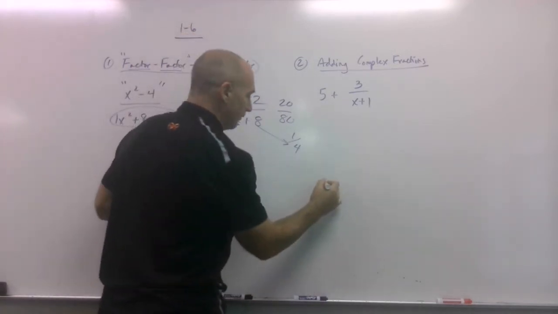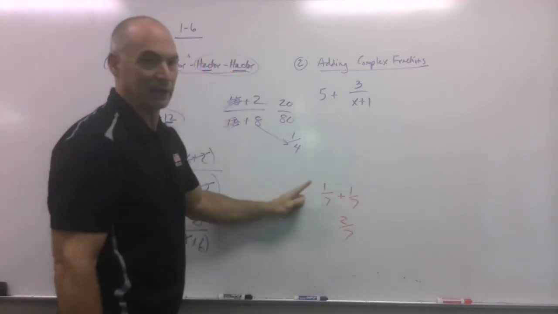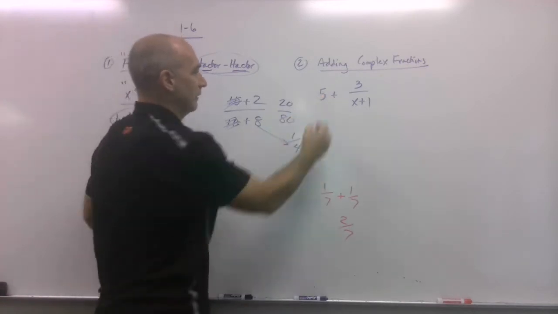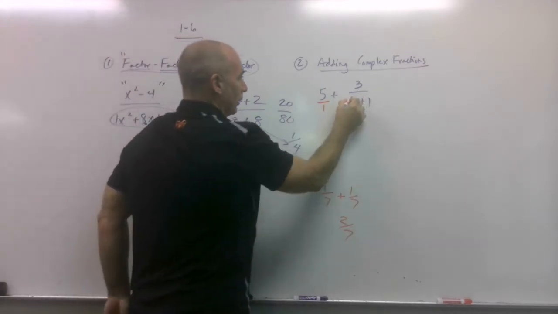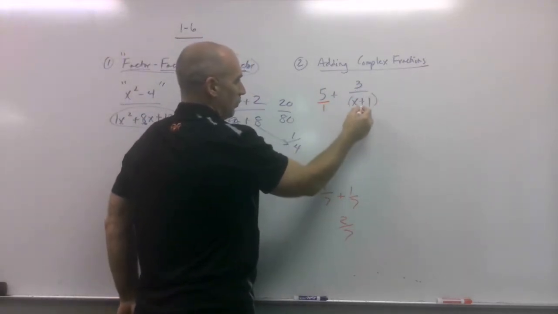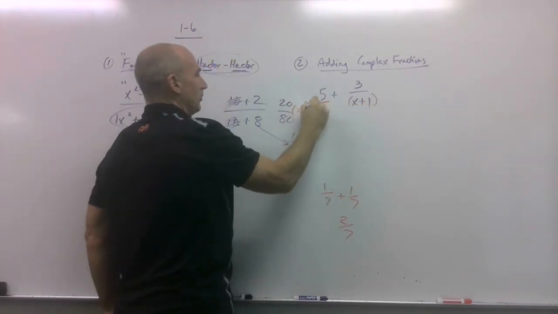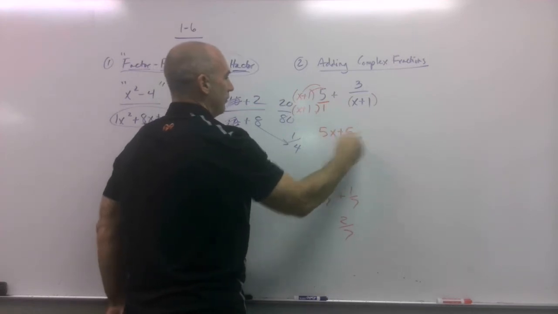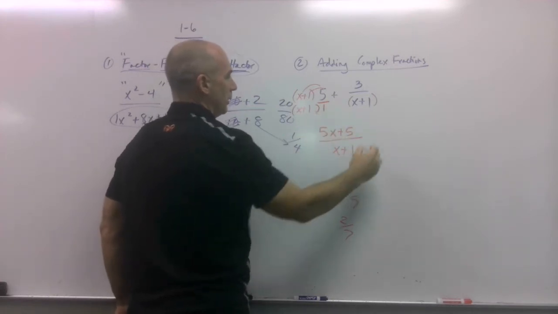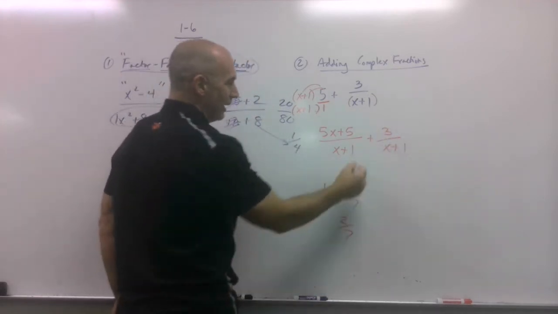This one, adding complex fractions. Well, when you have fractions, 1/7 plus 1/7, that's 2/7 because you got common denominators. That's the key. Right here, we do not have common denominators, but if we look at this as x plus 3 over x plus 1, we're like, aha, this is going to be my new common denominator. I'm going to multiply this by x plus 1. And so if I distribute this, I'd get 5x plus 5 all over x plus 1 plus 3 all over x plus 1. So now I have common denominators.